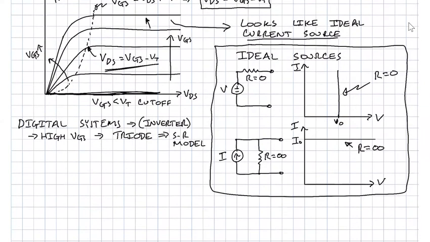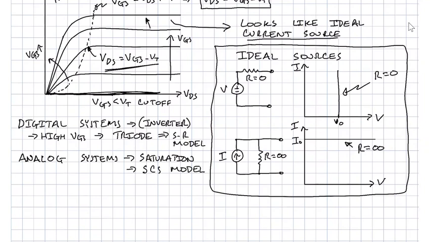And what we're going to talk about for really the next couple of lectures would be more analog amplifier applications. And so analog systems, we operate at higher VDS, lower VGS, and so these are in saturation. And we're going to use a new model that we're going to do right now, which is the SCS model.